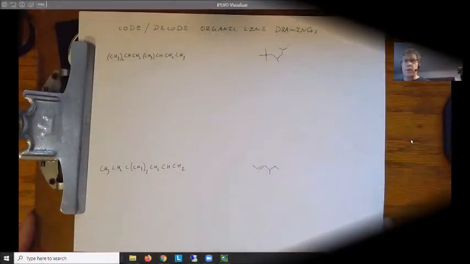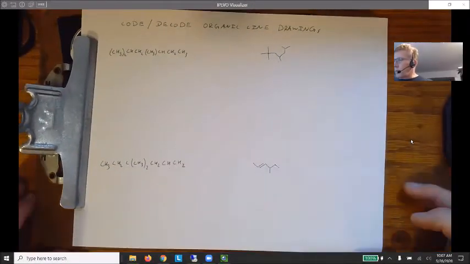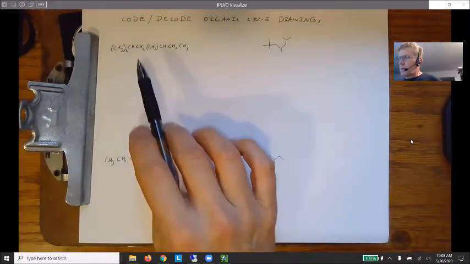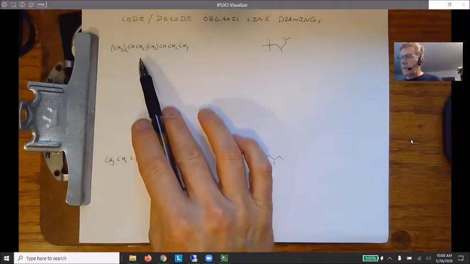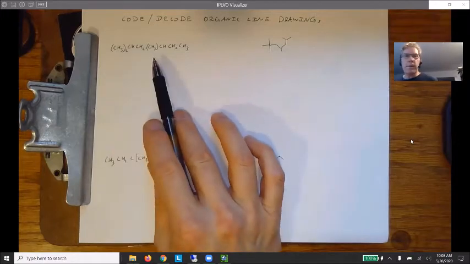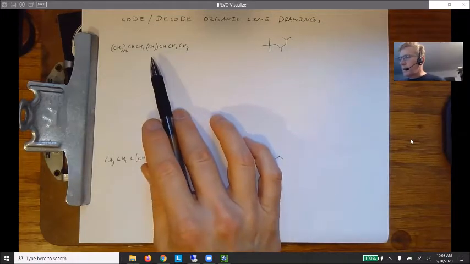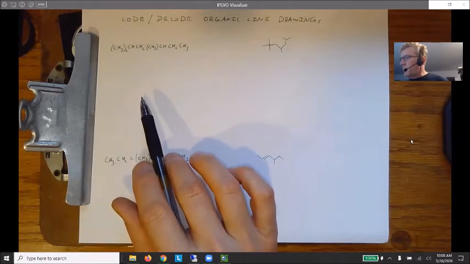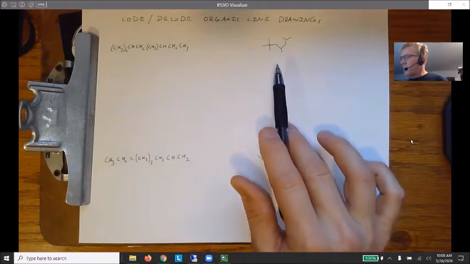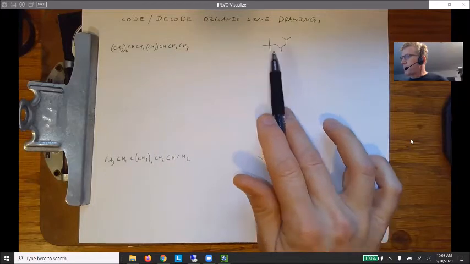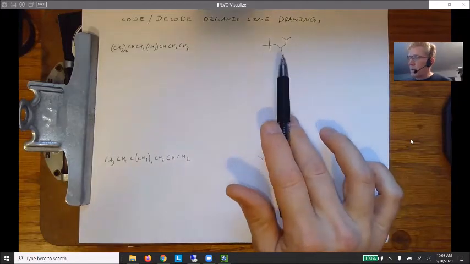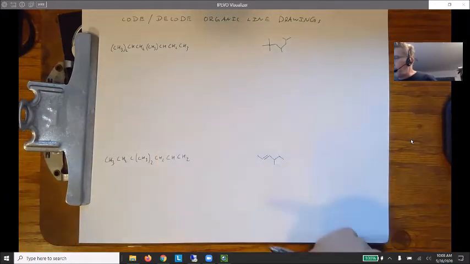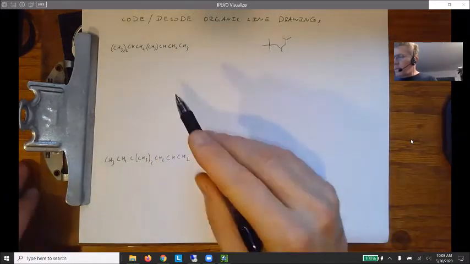So I call this coding and decoding organic line drawings. The first task is to take a formula that's written in a rather specified way and turn it into a line drawing. And then contrariwise, can you decode the line drawing to a formula? Let's go through these really quick.